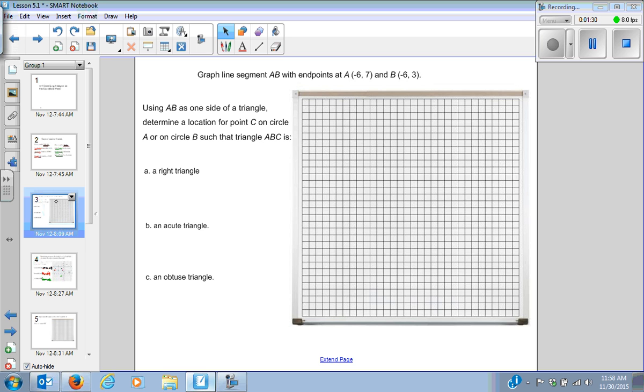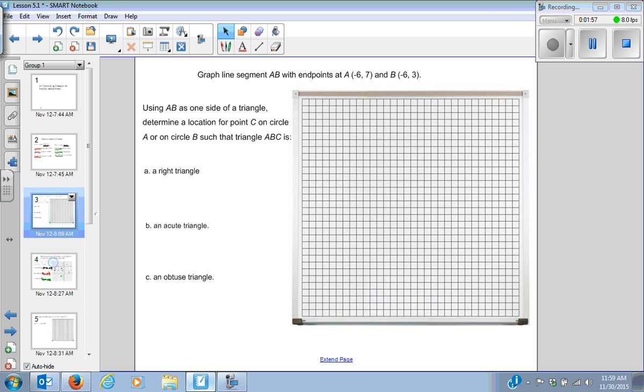Okay, so first thing, graph these two points, and then you're going to put a third point on there, and based on that third point, you're going to be making a right triangle, which we know would make it 90 degrees. We would make an acute triangle, which would make all the angles less than 90. And then we would do obtuse, which would be one being larger than 90.